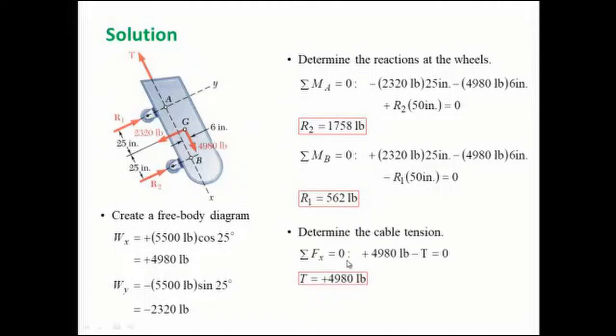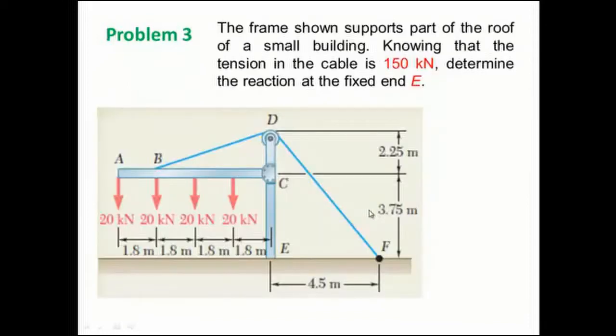Now summation of Fx equal to 0, because tension is the unknown force, and we have only one other force. So tension equal to 4980. Straight away we can find out the tension because only these two are the forces balancing, bringing the body to equilibrium, and the reactions are found out. I hope you would have understood this in a better way. We'll also solve this problem quickly.